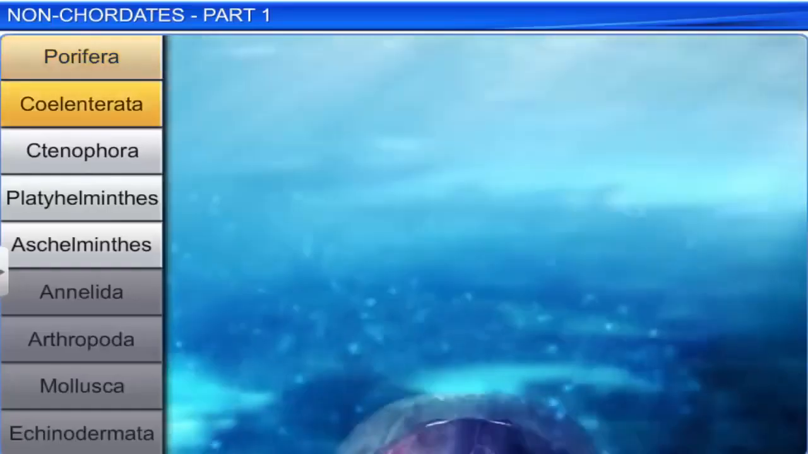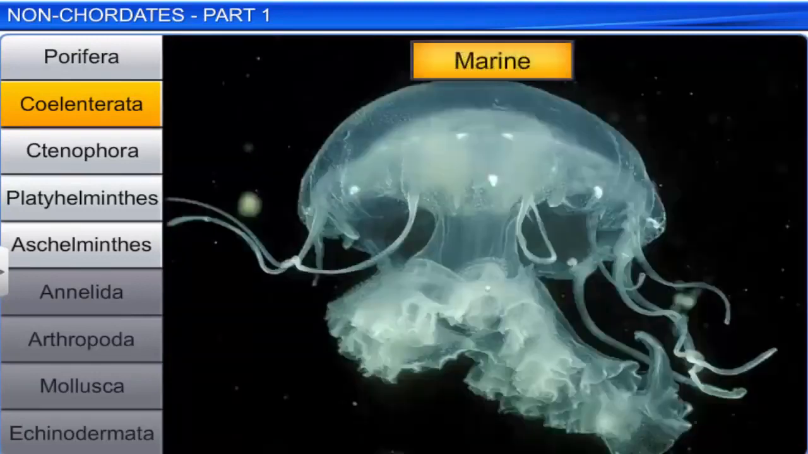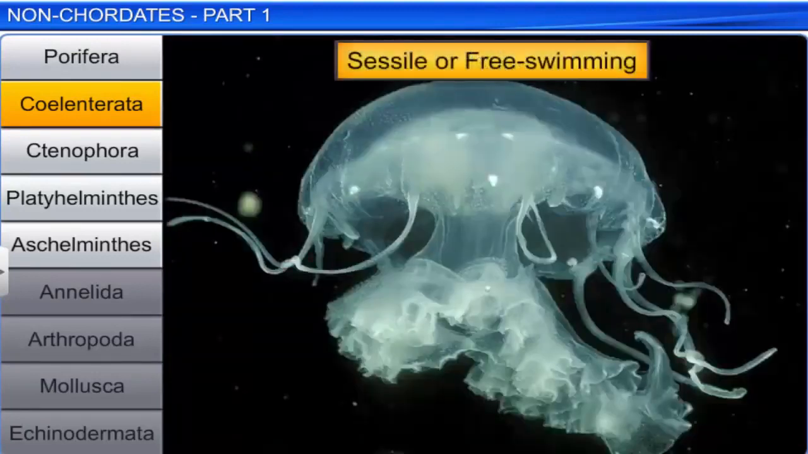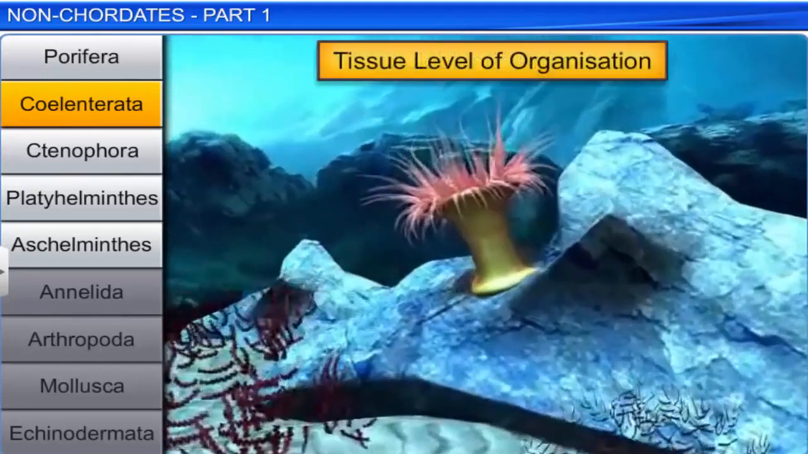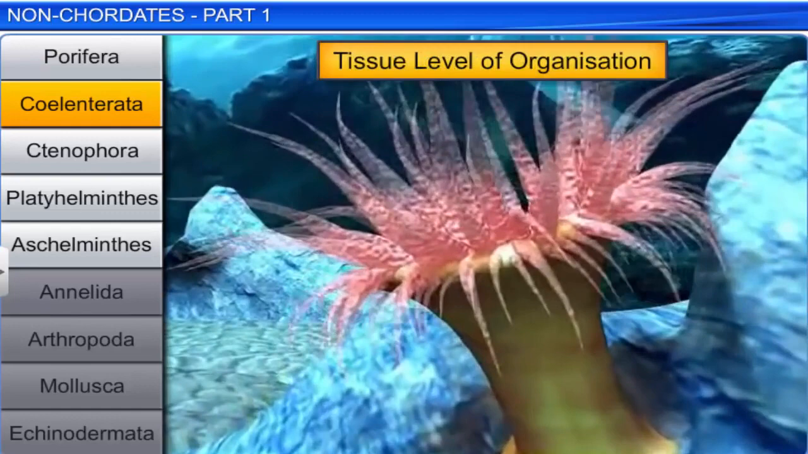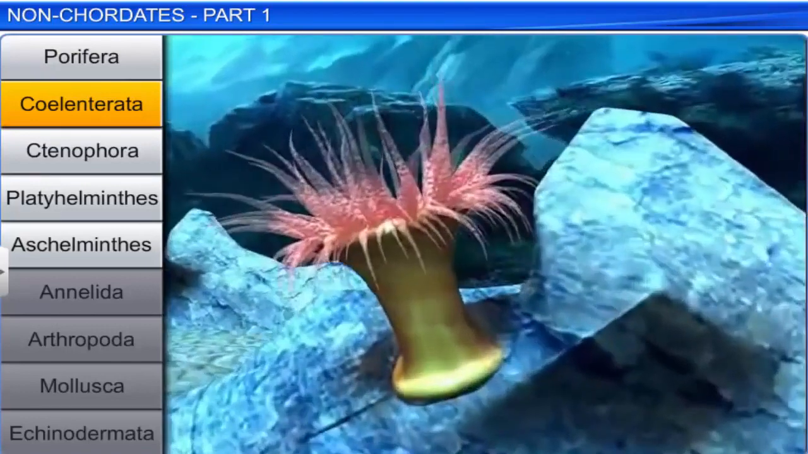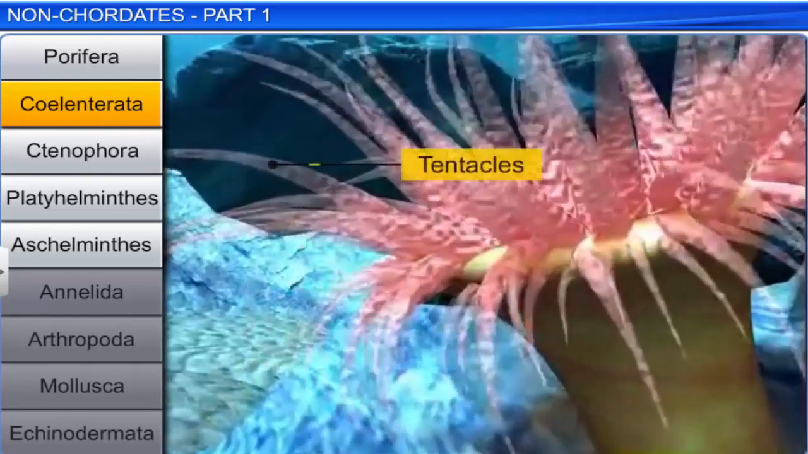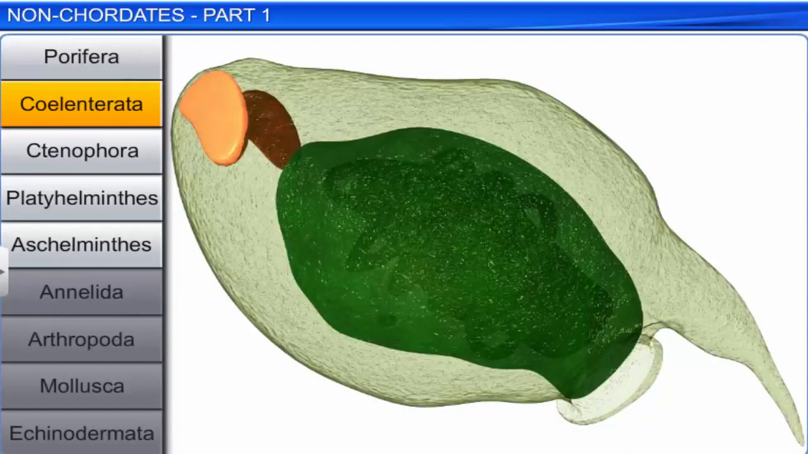The second phylum is Coelenterata. The members of this phylum are aquatic, mostly marine, sessile or free-swimming, radially symmetrical, dipoblastic animals with tissue level of organization. Some coelenterids, like corals, have a skeletal structure made of calcium carbonate. Coelenterids have cnidoblasts on their tentacles and body, and hence this phylum is also known as Cnidaria.